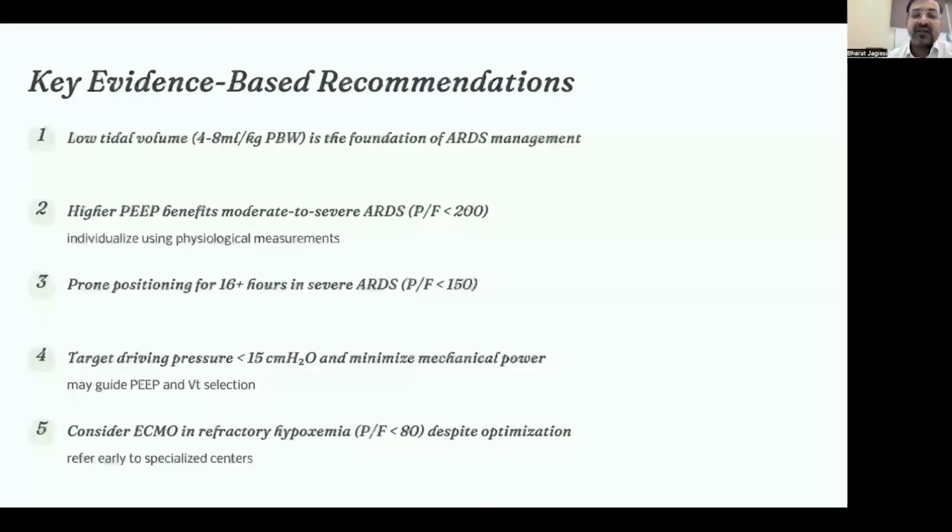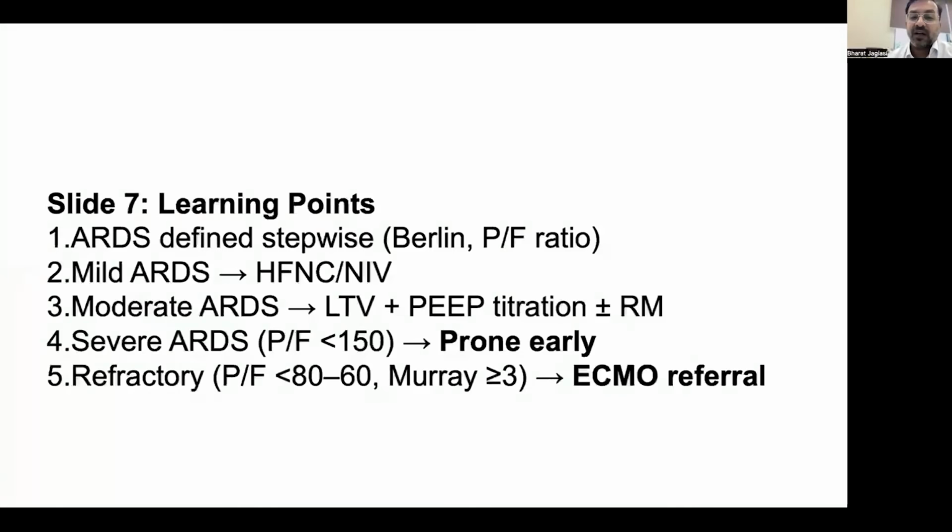Key evidence: low tidal volume, higher PEEP, prone positioning, target driving pressure, consider ECMO if refractory hypoxemia. The learning points are: ARDS is defined stepwise, classify it; in mild, HFNC versus NIV; in moderate, intubate, use ideal PEEP, recruitment plus or minus neuromuscular blocking agents as well. Severe ARDS, prone early, and refractory ARDS, refer to the ECMO center.